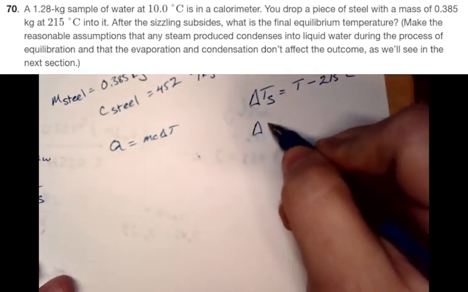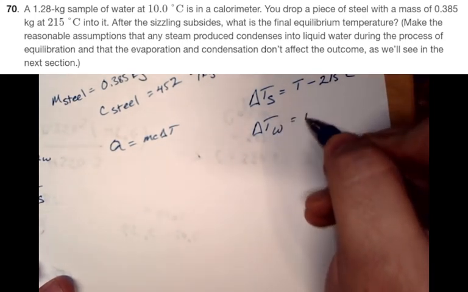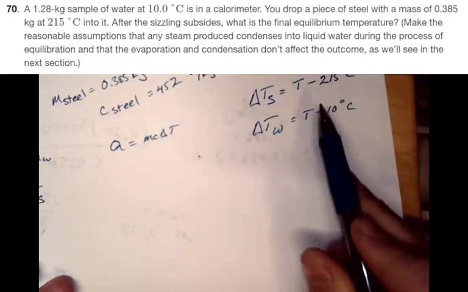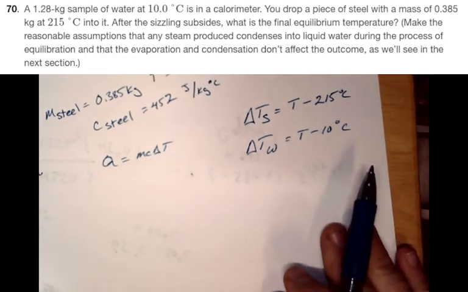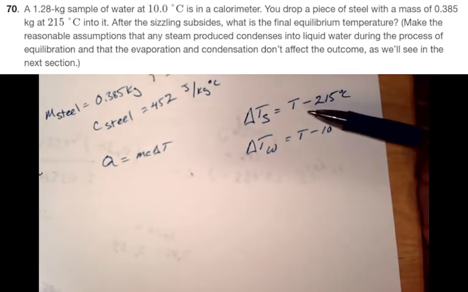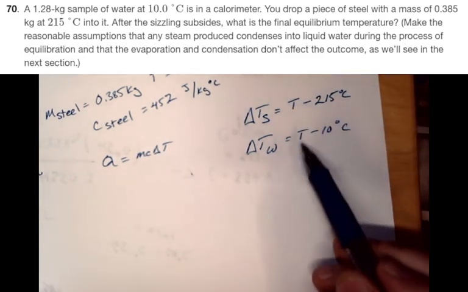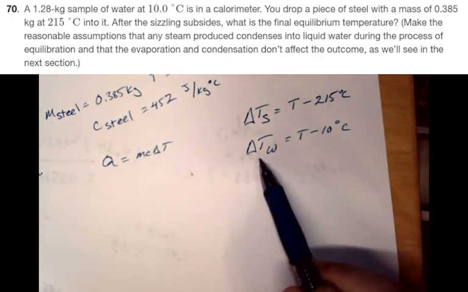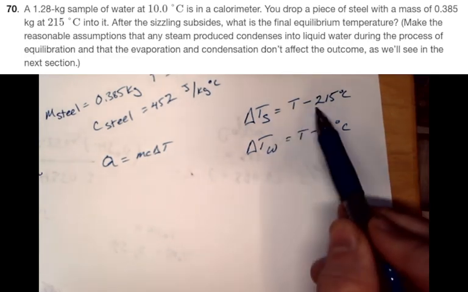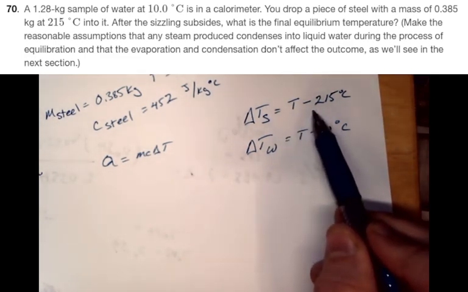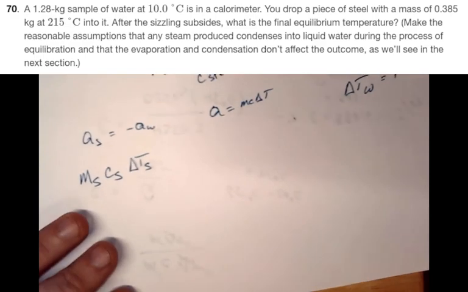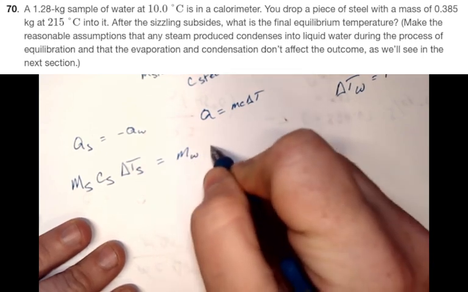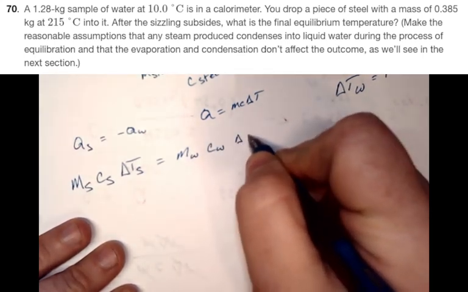Delta T for the water is going to be T minus 10 degrees Celsius. Right? And those two T's need to be the same. And so you can kind of reason and see, oh, yeah, I need to have those be the same. This is going to be a temperature increase, and this is going to be a temperature decrease. So I'll come back over here. The mass of the water, c for the water, delta T for the water.